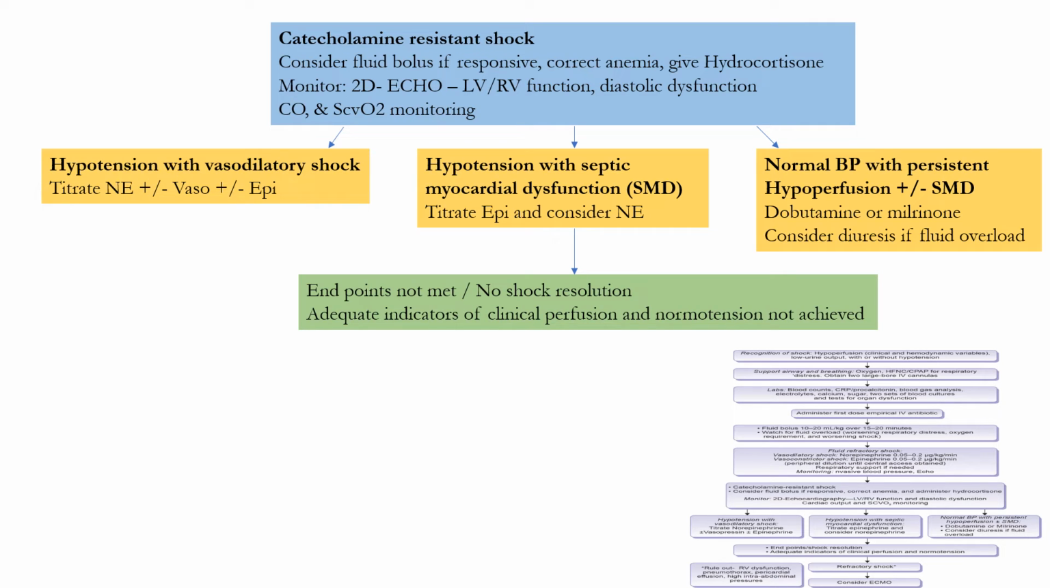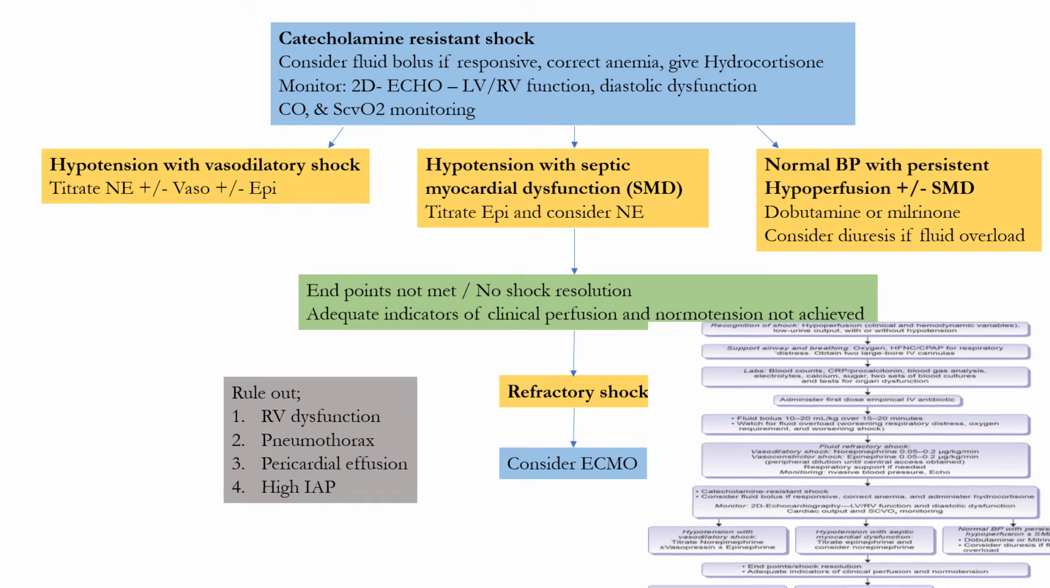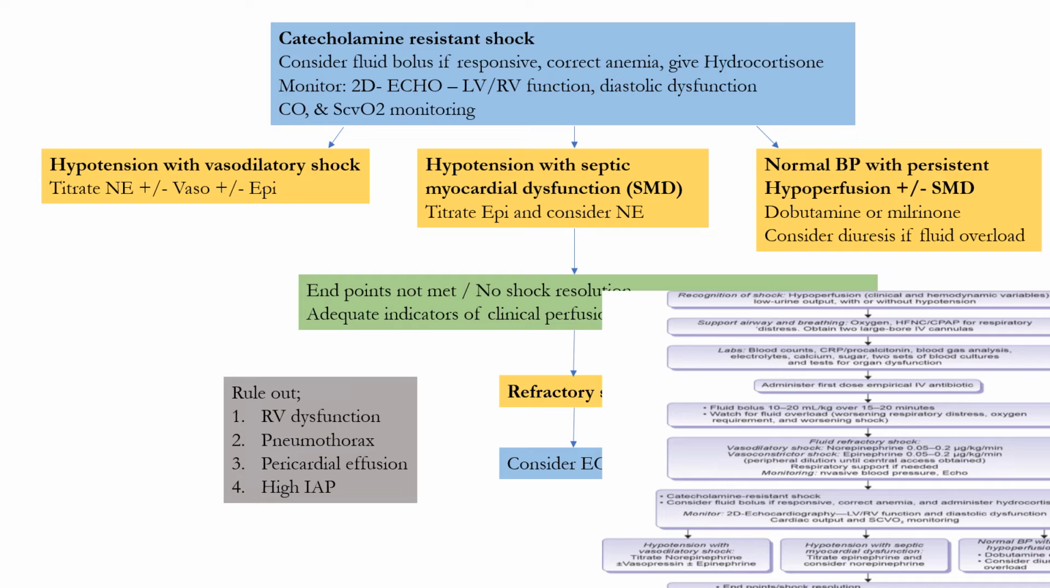If the endpoints are not met, or there is no resolution of shock, or the adequate indicators of clinical perfusion and normotension are not achieved, you label the patient as having refractory shock, and you must consider ECMO after having ruled out RV dysfunction, pneumothorax, pericardial effusion, and high intra-abdominal pressure, which can be causes of obstructive shock. So this is basically the flowchart which has been given in the IAP NTG, and this is what I have prepared over here.